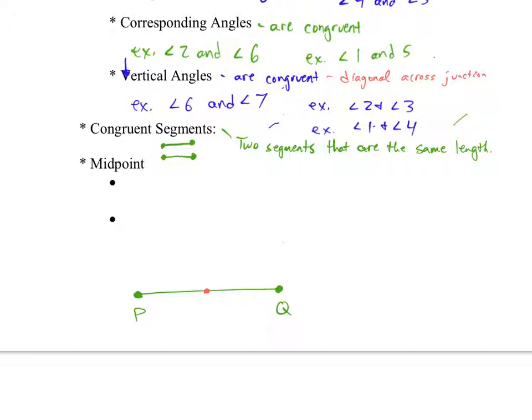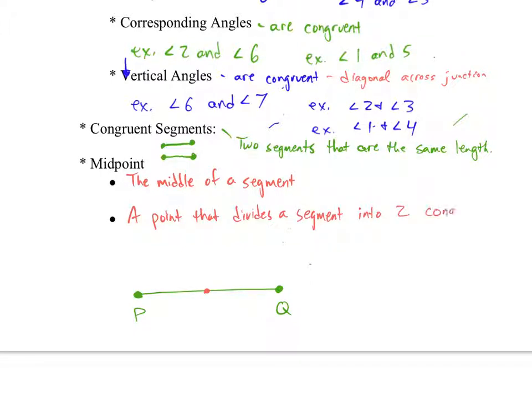So my first bullet point, I'm going to say it's the middle of a segment. Because we couldn't say the middle of a line, because a line goes on forever. But you could say the middle of a segment. And kind of the more official definition is a point that divides a segment into two congruent segments.